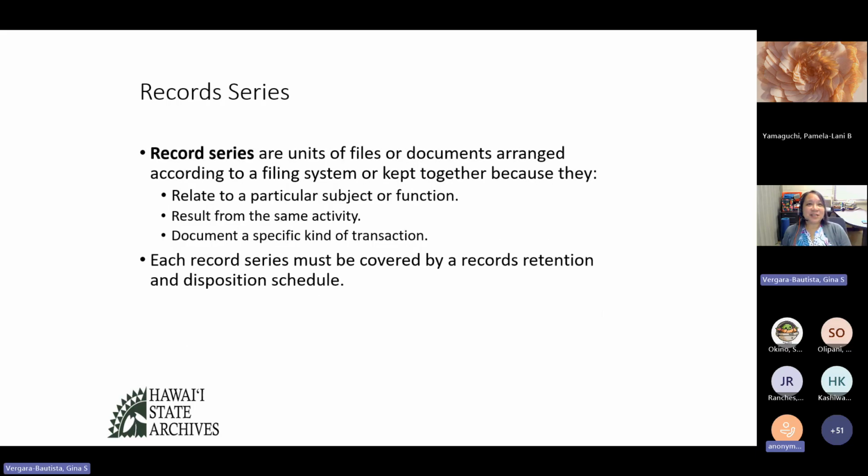Record series, which is what we are calling sets of records that are listed in our retention schedules, are units of files or records arranged according to a filing system or kept together because they relate to a particular subject or function, result in the same activity, document a specific kind of transaction. Each record series must be covered by a records retention or disposition schedule in accordance with HRS 94-3.